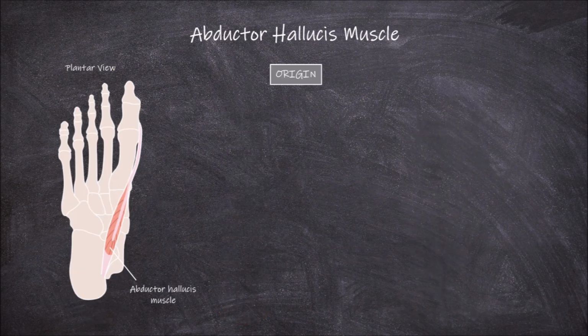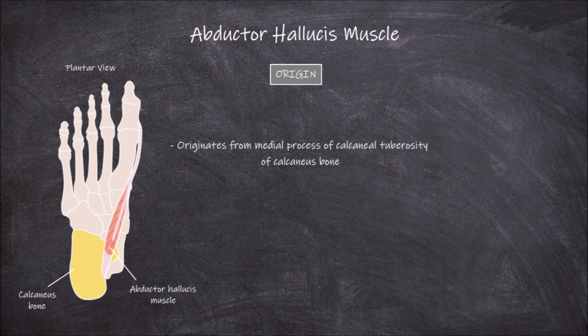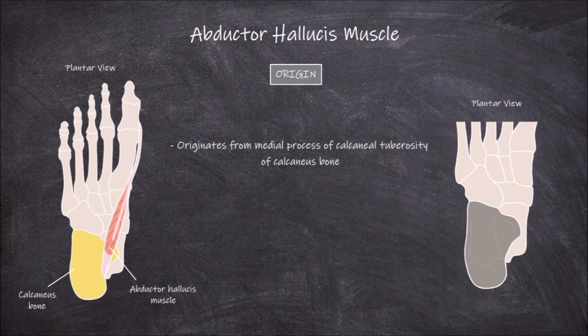Where does this muscle originate? This muscle originates from the calcaneus bone, specifically from the medial process of the calcaneal tuberosity of this bone. If we take a closer look at the plantar view of the calcaneus bone, we can see highlighted in red where this muscle originates from.